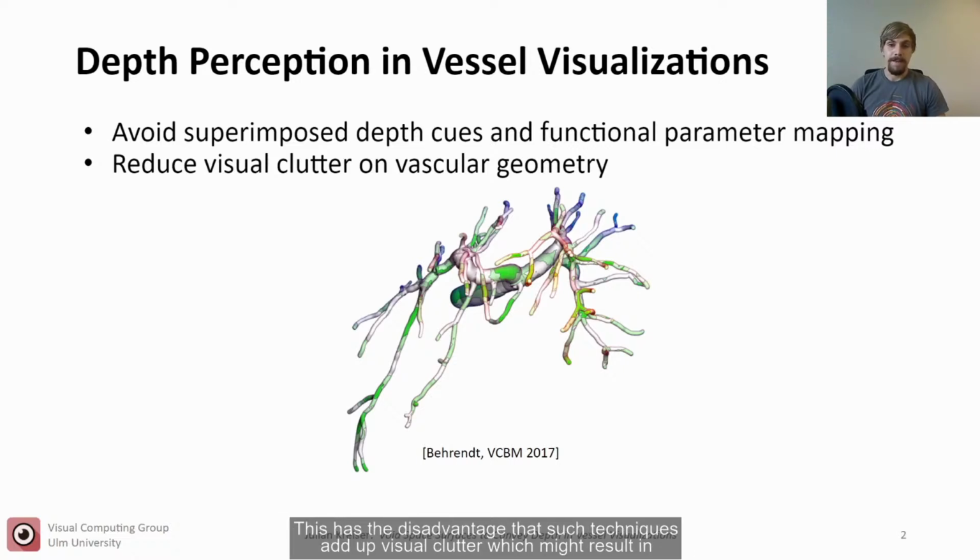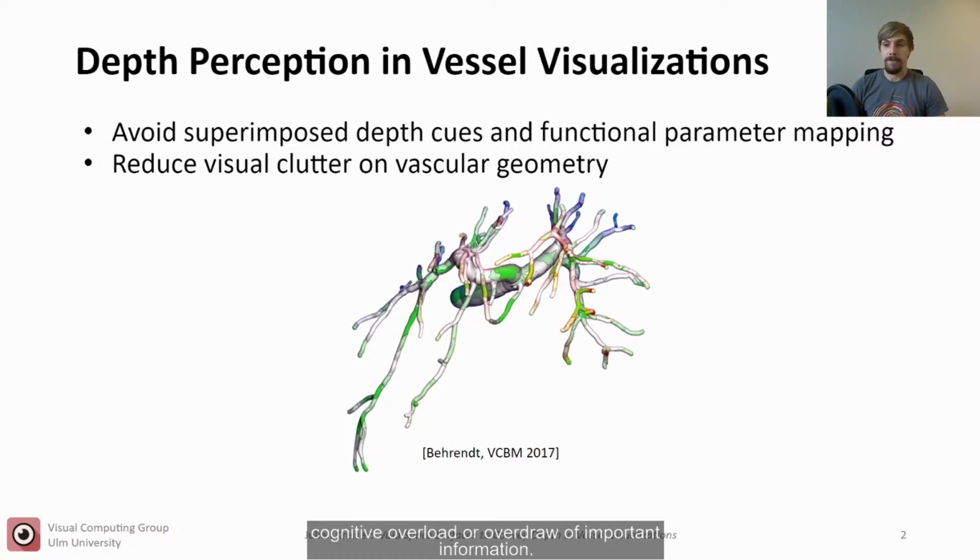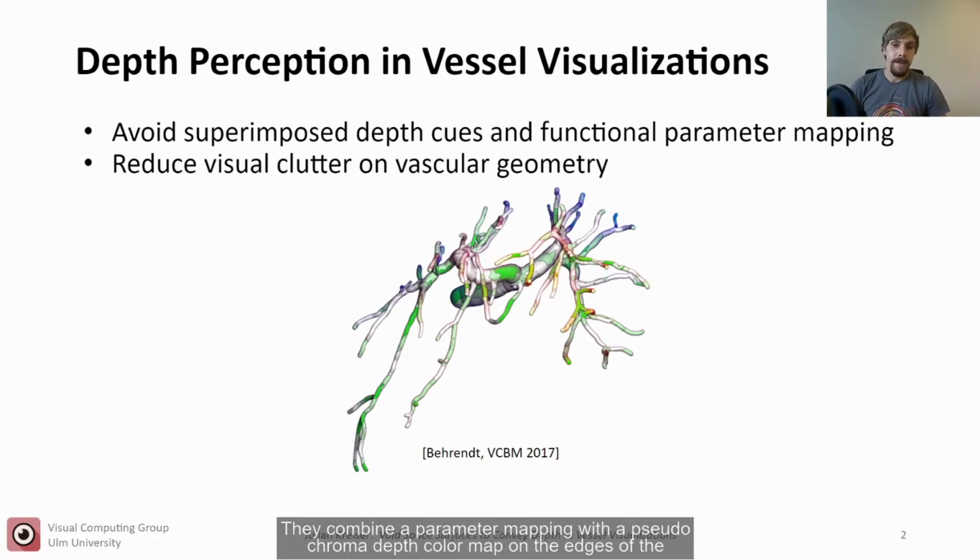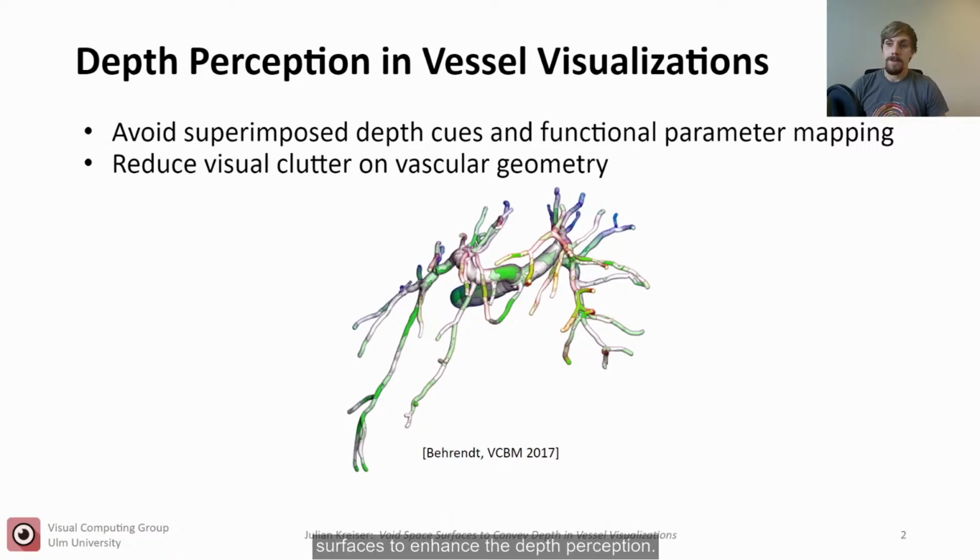This has the disadvantage that such techniques add visual clutter, which might result in cognitive overload or overdraw of important information. The image you can see here is an example from the work of Behrendt et al. They combine a parameter mapping with a pseudo-chroma depth color map on the edges of the surfaces to enhance the depth perception.